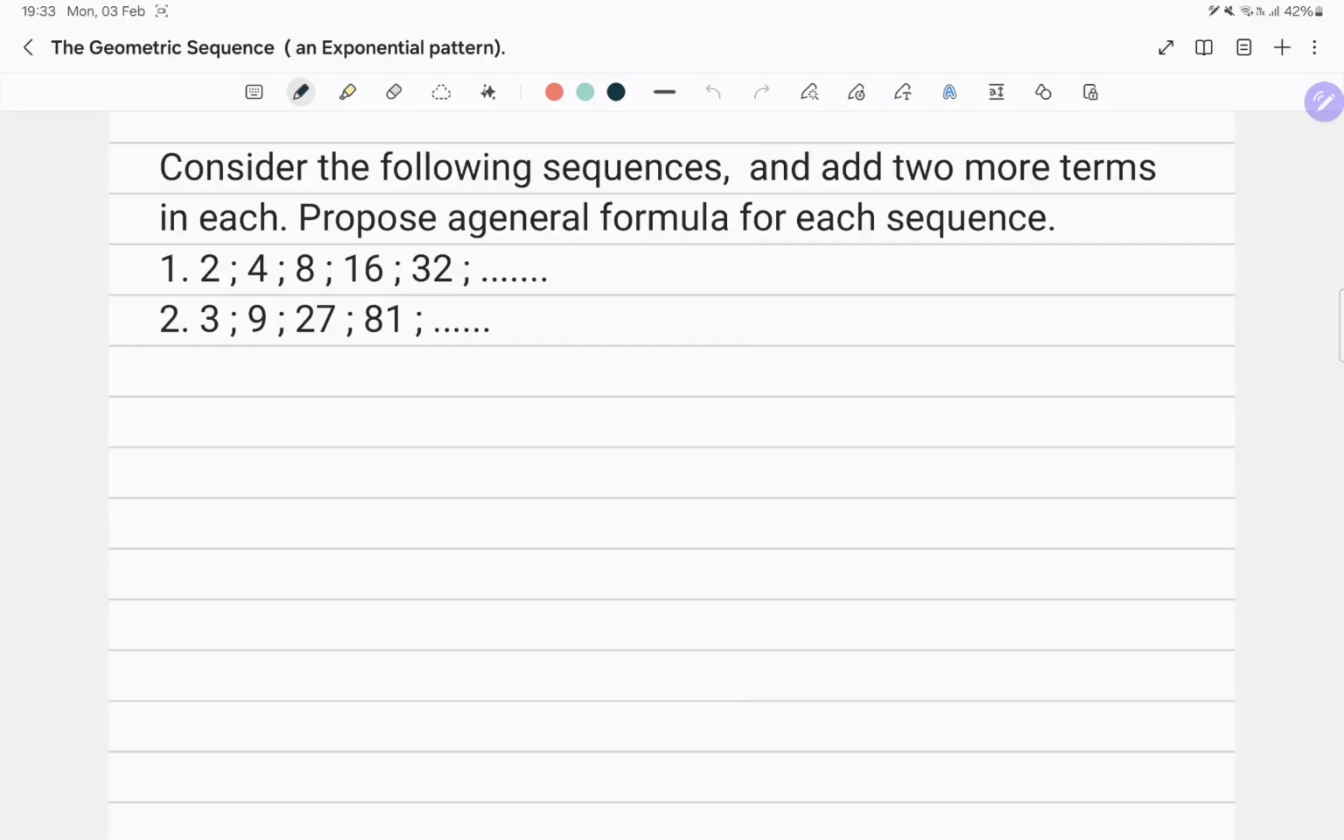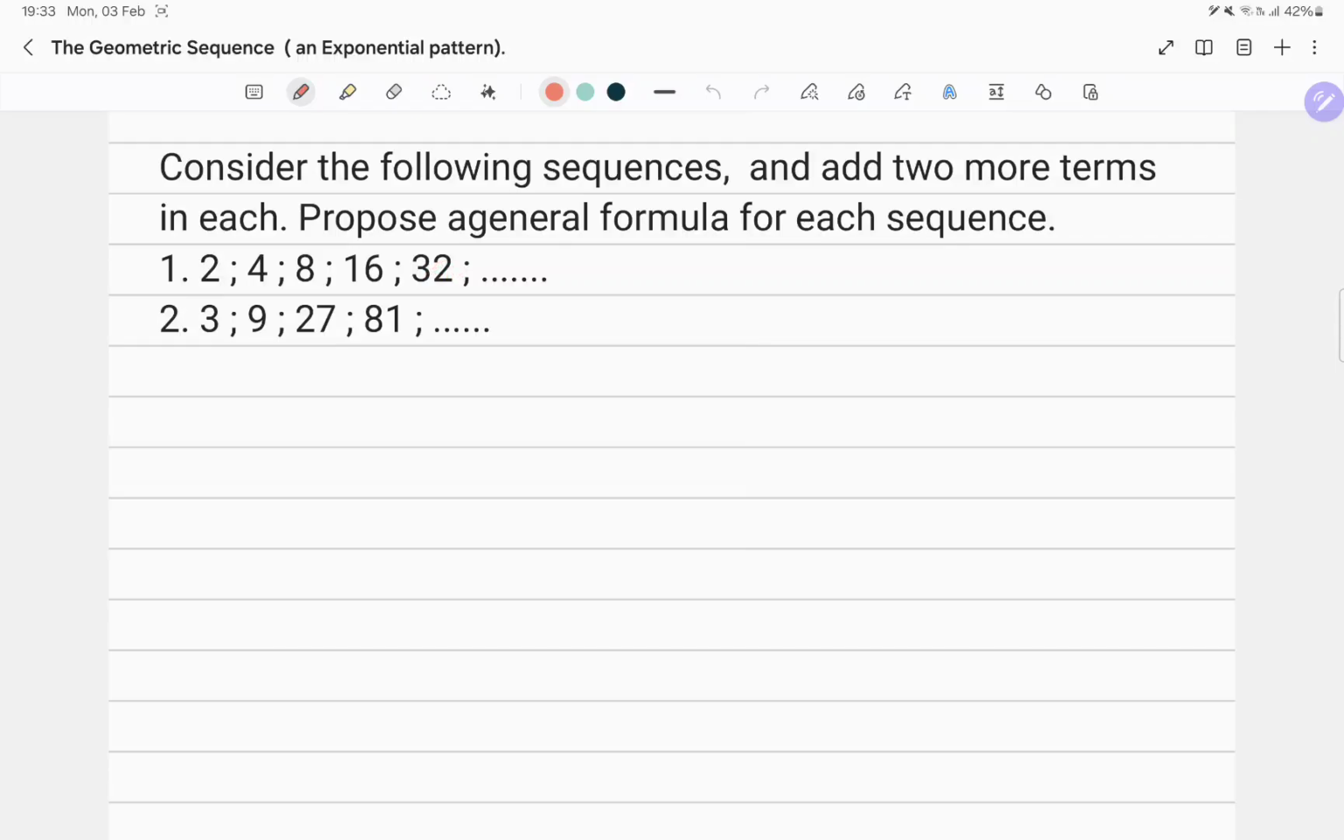Okay, so now if we study these by inspection, we'll see that to move from 2 to 4, we may have added 2. But to move from 4 to 8, we added yet another 4. So now the difference between these two is not the same, okay? But how about we say we multiplied 2 by 2 to get to 4. And then we say 2 times 4 gives us 8. 8 times 2 gives us 16. 16 times 2 gives us 32.